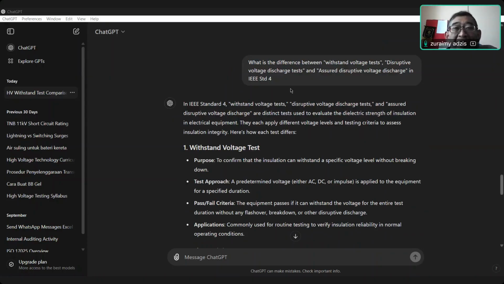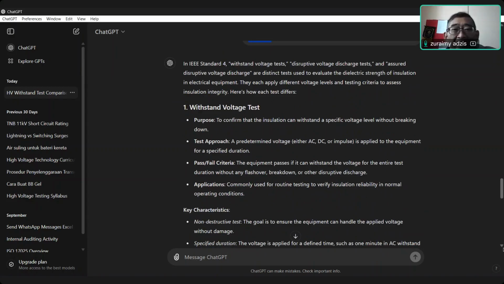So now you see, I asked ChatGPT what is the difference between the withstand voltage test, disruptive discharge voltage test, and assured disruptive discharge voltage test in IEEE Standard 4. So this is the answer. They each apply different voltage levels and testing criteria to assess insulation integrity. So basically, all the tests involved in IEEE Standard 4 have the main purpose of testing the insulation integrity. So this is how they differ between themselves.